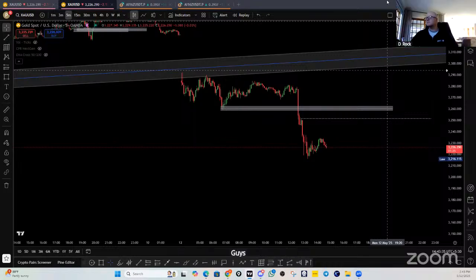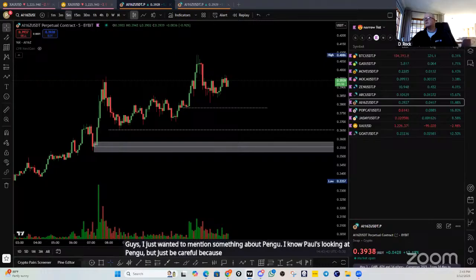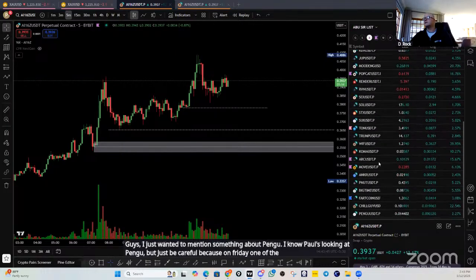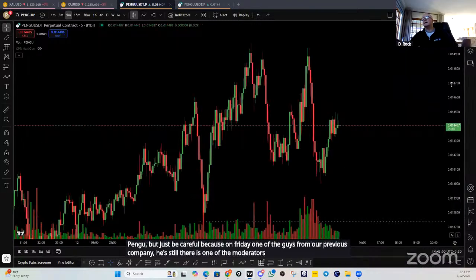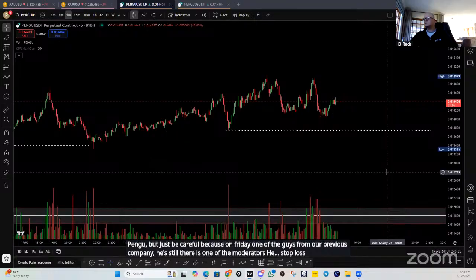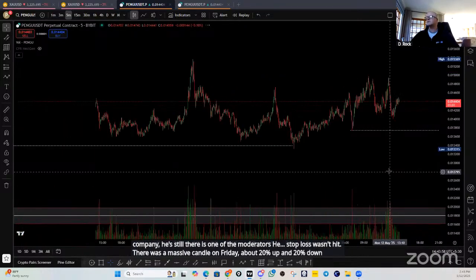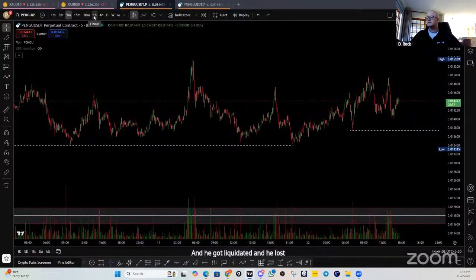Guys, I just wanted to mention something about Pengu. I know Paul's looking at Pengu, but be careful, because on Friday one of the guys from our previous company, who's still there as a moderator, had a massive candle, about 20% up and 20% down, that went right through his stop loss and didn't trigger it.